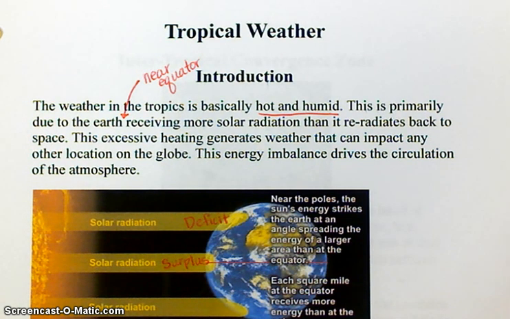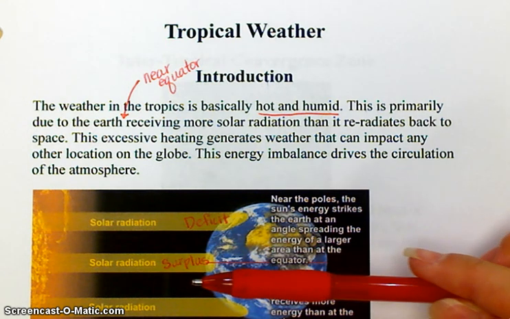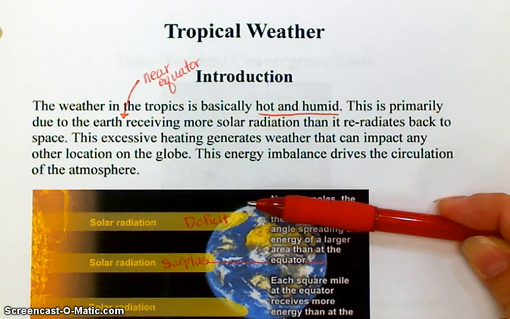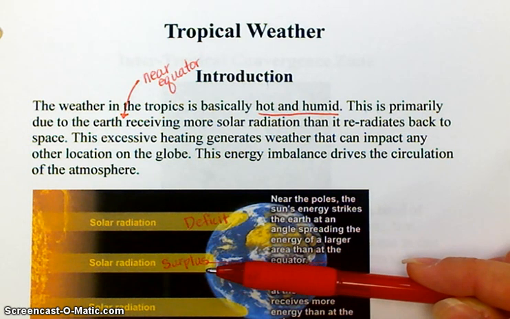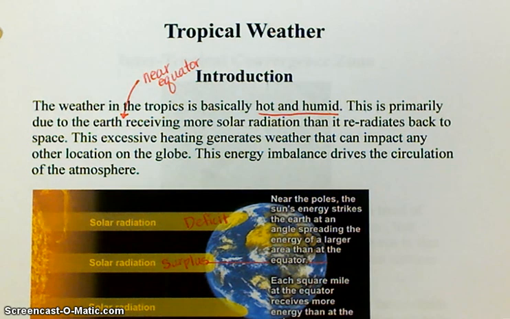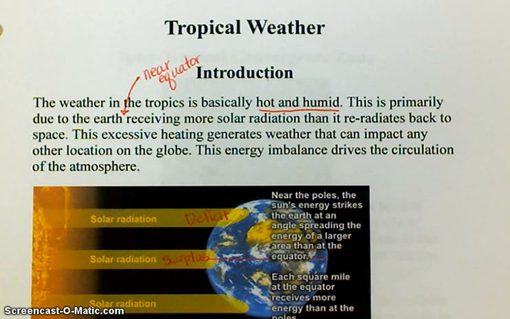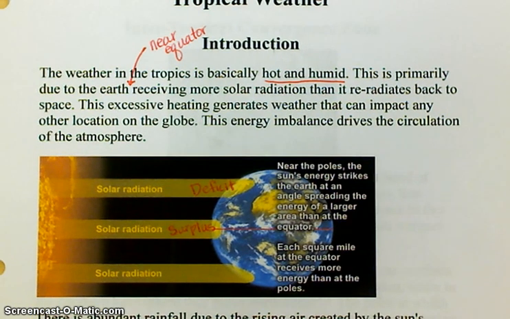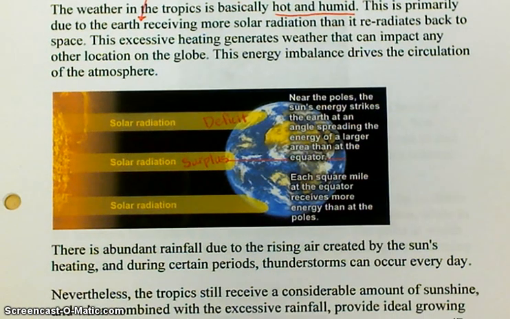All right, this energy imbalance drives the circulation of the atmosphere, because if we've got overheating at the equator and underheating at the poles, we've got to redistribute the extra heat from here and get it closer to the poles. And we do that in a variety of ways, and tropical weather and hurricane systems, cyclones, things like that, is one way that we do that.